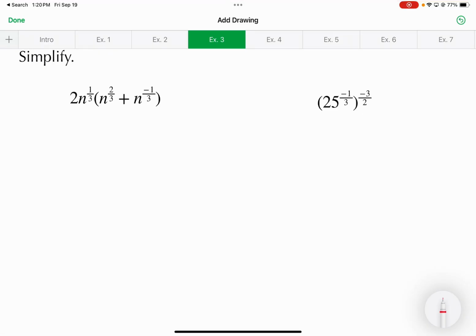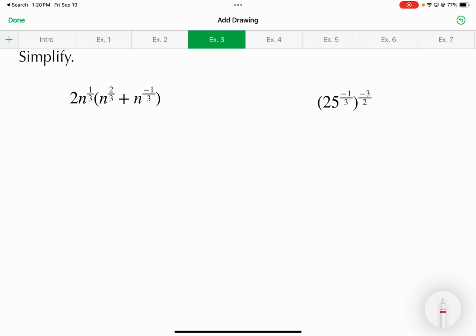Let's involve some of the properties that we had yesterday into what we are doing today. All right, 2n to the 1/3 power times the quantity n to the 2/3 plus n to the negative 1/3 power. What do you guys want to start by doing? What should we do? Is there anything I can do inside that parentheses? We can simplify each n's exponents.